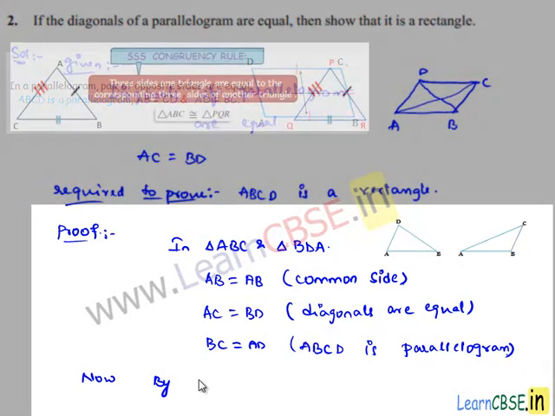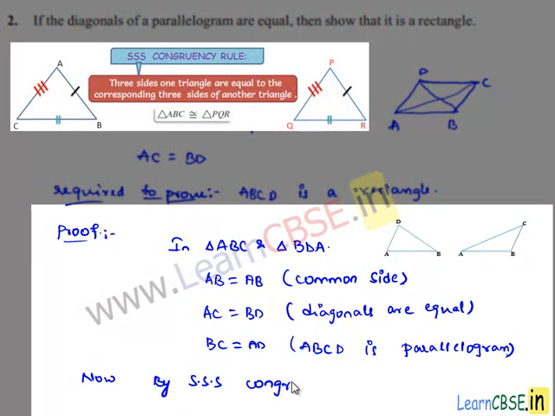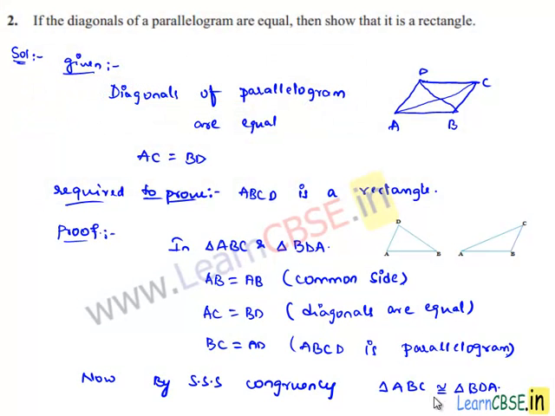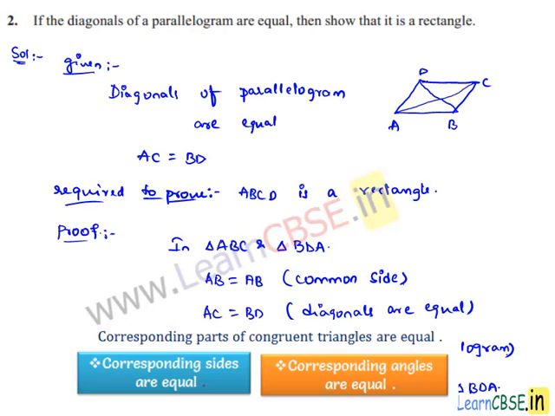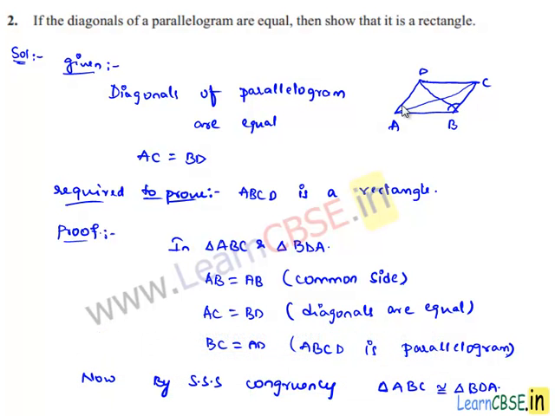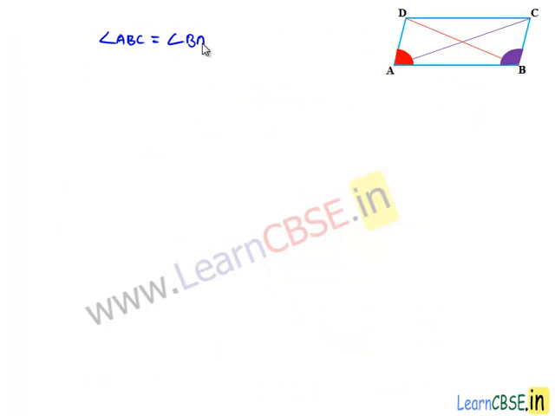Now by SSS congruency we can say that triangle ABC is congruent to triangle BDA. Now as triangle ABC is congruent to triangle BDA, when two triangles are congruent, then their corresponding angles and sides will be equal. So here we can equate angle ABC of triangle ABC equal to angle BAD of triangle BDA. Let it be equation number 1.